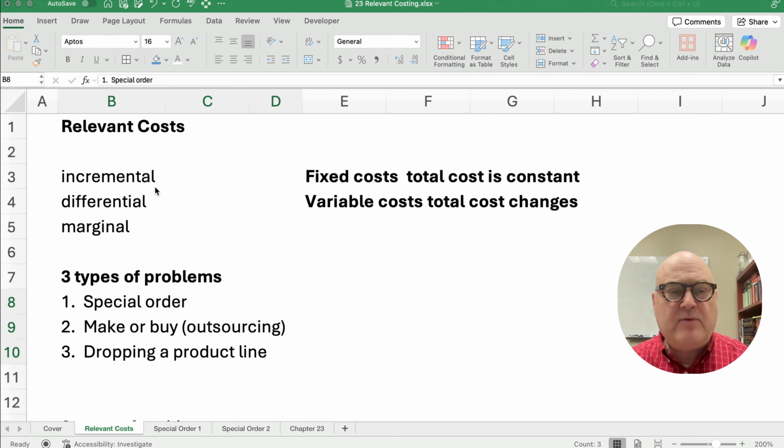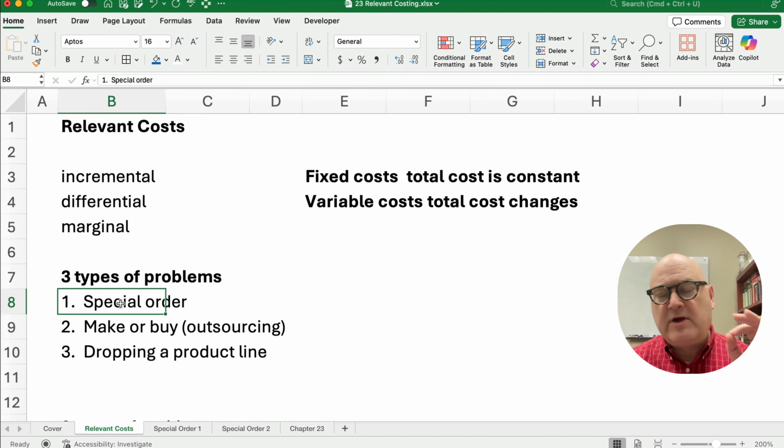Now, in managerial accounting, one of the chapters is called relevant cost or incremental costing or similar things, differential or marginal cost. The idea is if we make decisions, what costs really are important, what costs change. If the cost stays the same, then it does not affect the decision. So typically what happens is fixed costs are the total cost that stays constant, so therefore it doesn't affect our decision if we're making these short-term decisions. Variable costs change if we change volume. So the three types of problems are special order, make or buy, or dropping a product line. This video is working with special order.